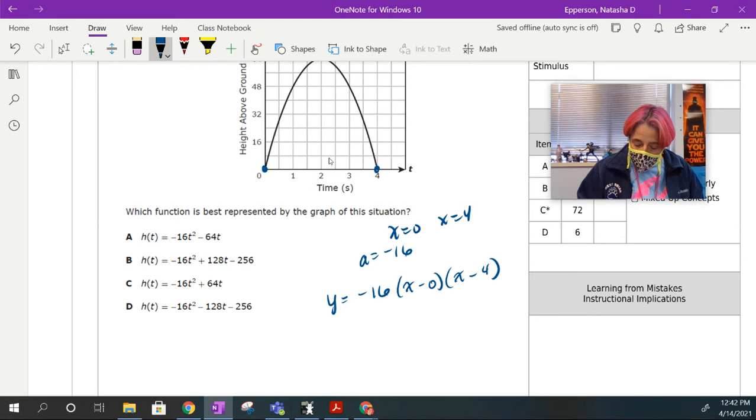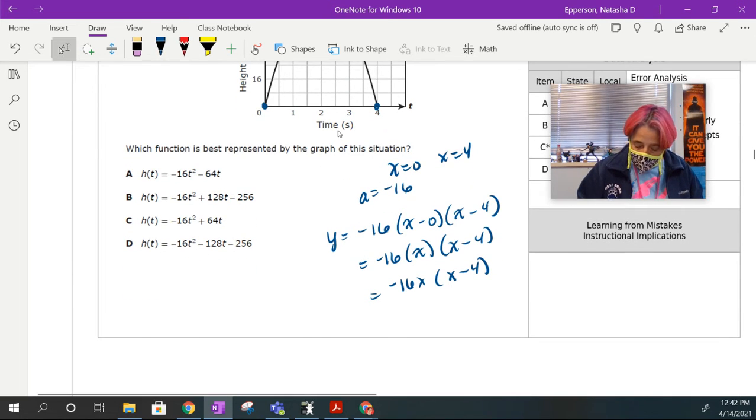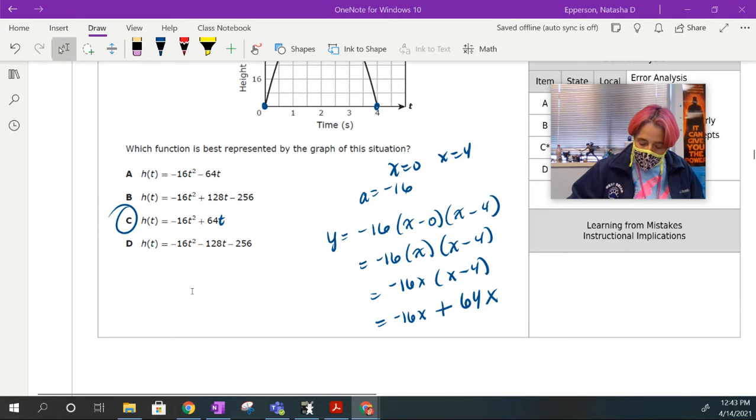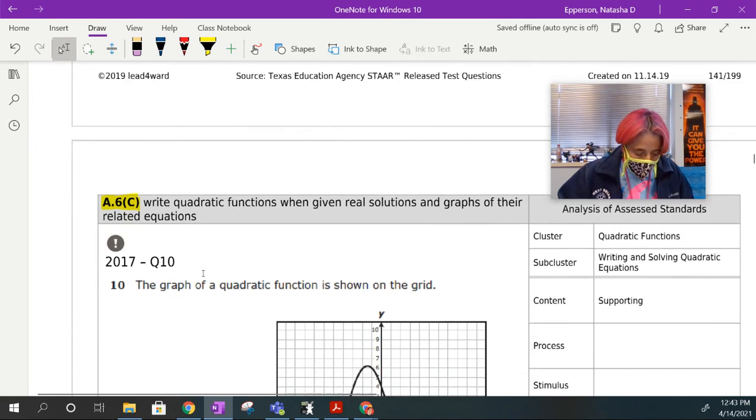All right, then I'm going to get rid of that 0. That gives me negative 16 times x minus 4, which becomes negative 16x times x minus 4. We're going to distribute our negative 16. That gives me negative 16x squared plus 4 times 16, which gives me 64x. And in this case it should be t, because we have t here. So that will give us our answer choice C. Actually, that should be x squared, I forgot about that. All right, next question.